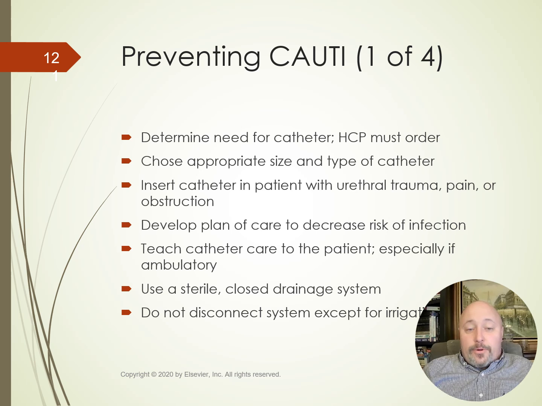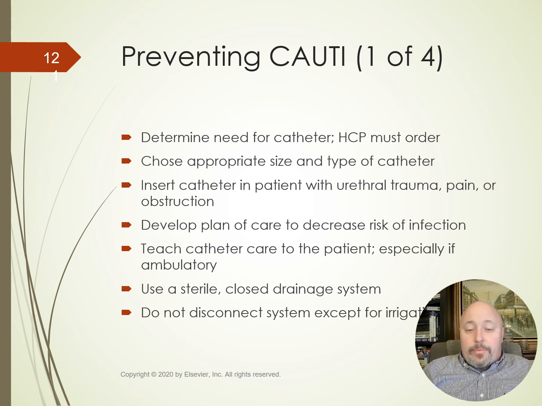As we discussed before, preventing CAUTI is going to be a top priority. Those catheter-associated UTIs are extremely dangerous, and we want to determine the need for the catheter, and the healthcare provider must provide an order. We also want to be careful to choose the appropriate size and type of catheter. Insert the catheter in the patient with urethral trauma, pain, or obstruction. Develop a plan of care to decrease the risk of infection.